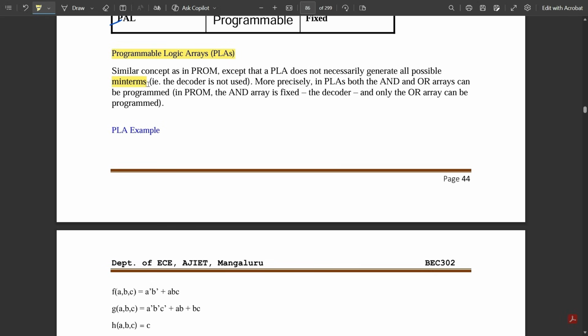Okay, the decoder is not used in this case, because the decoder would be selecting all the minterms, right? So that's why here the decoder is not used, because it requires only the selected minterms which are required for a particular function.